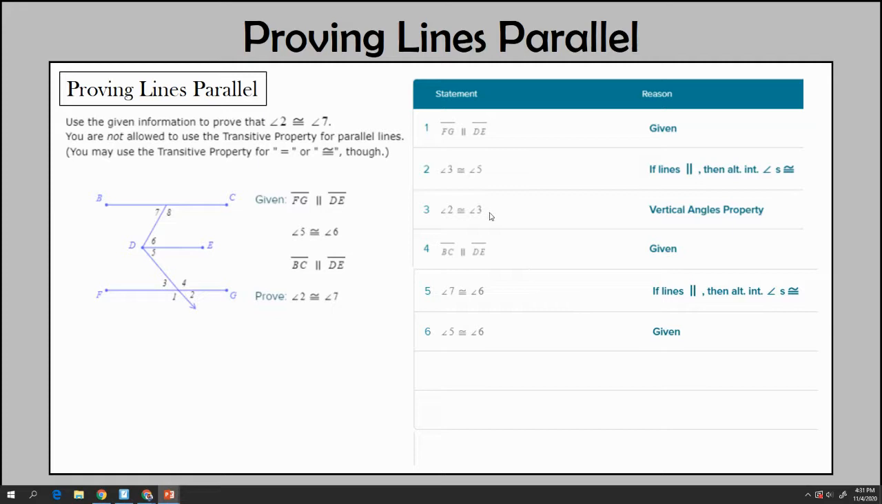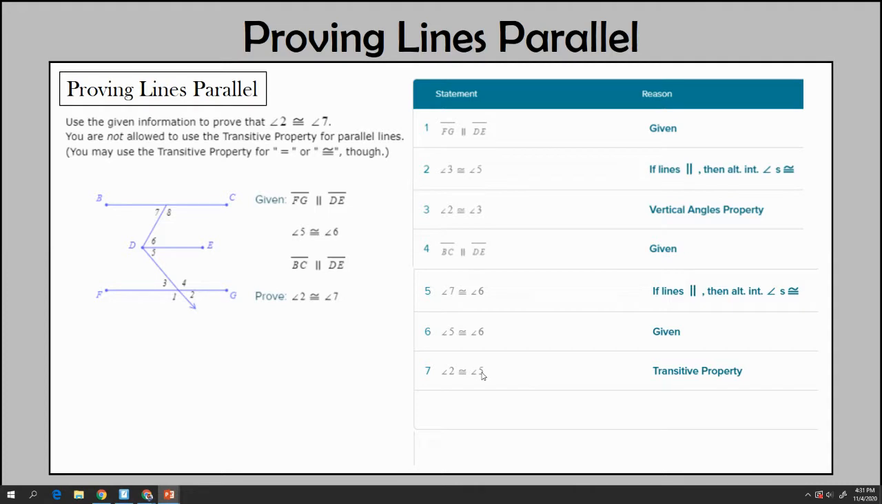So I got 2 congruent to 3, 3 congruent to 5, 5 congruent to 6, 6 congruent to 7. So I'm going to get 2 congruent to 7, but it's going to take a little bit. The first thing I did is if 2 is congruent to 3, 3 is congruent to 5, then 2 is congruent to 5. That's my first transitive.